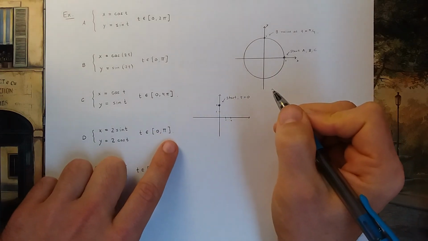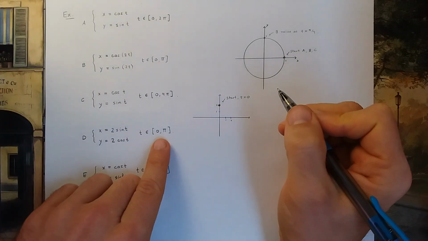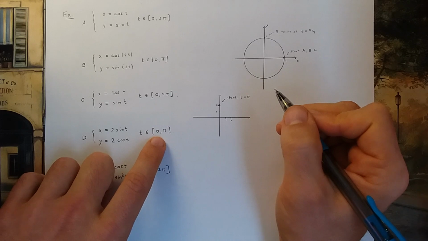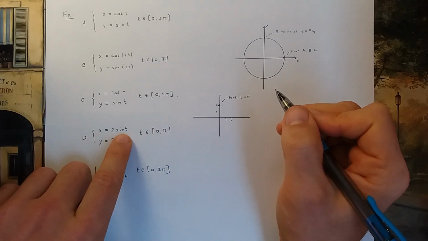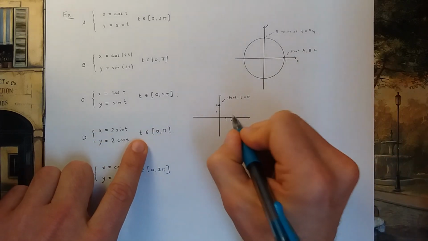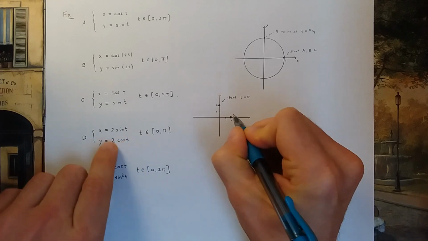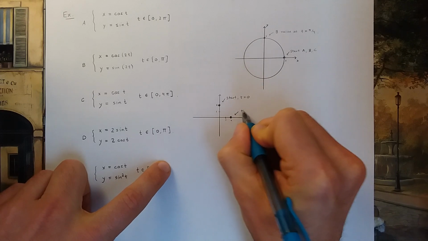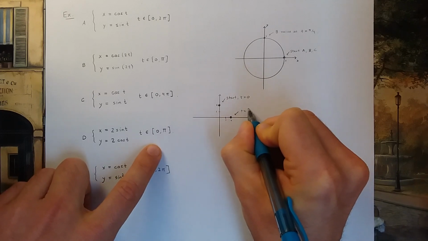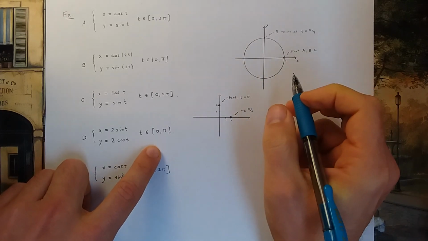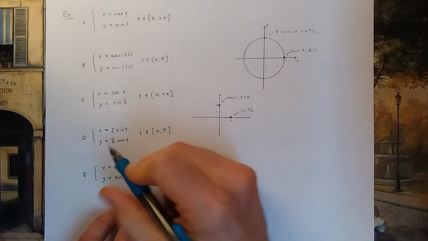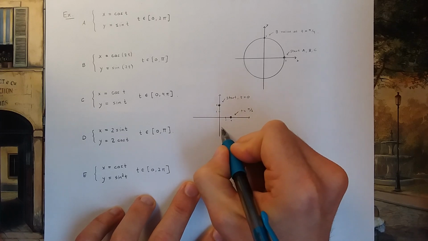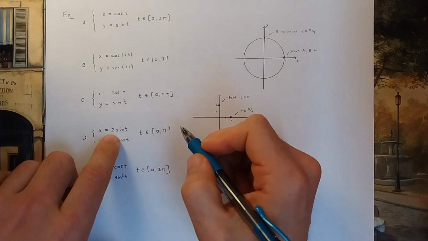Then what happens if t is pi over 2? So if I stick in pi over 2, sine of pi over 2 is 1. So I'm at x value 2 times 1. Cosine of pi over 2 is 0. So this is the value t equals pi over 2. I'm traversing a circle, but in the clockwise direction, and the circle is radius 2.